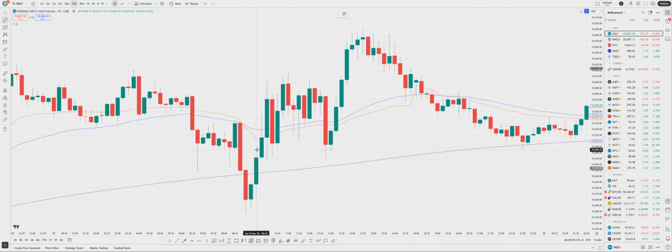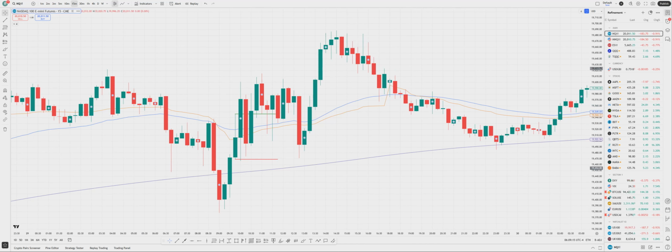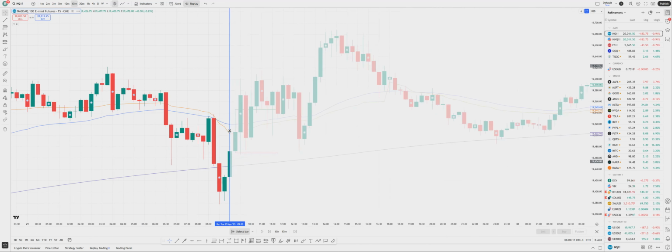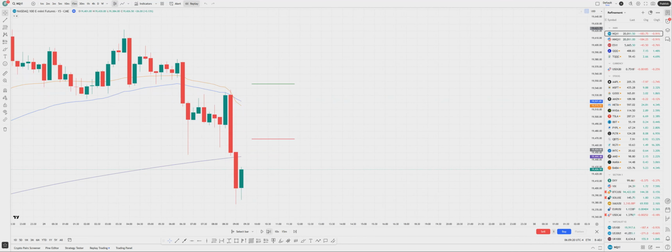But yeah, so here we have our 9:30 open. We're going to be focusing on the second candle, which is this one here. Mark up the high, and then mark up the lows, as you can see. Now I'm going to go in replay mode for this one, just so you get a better idea of how it is executed live.